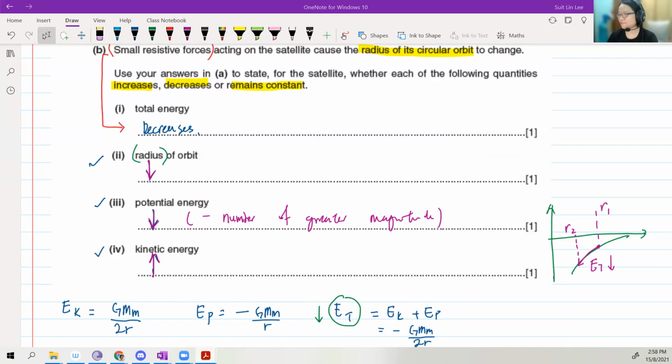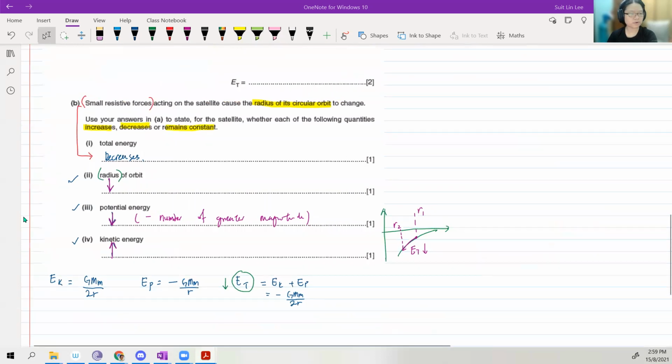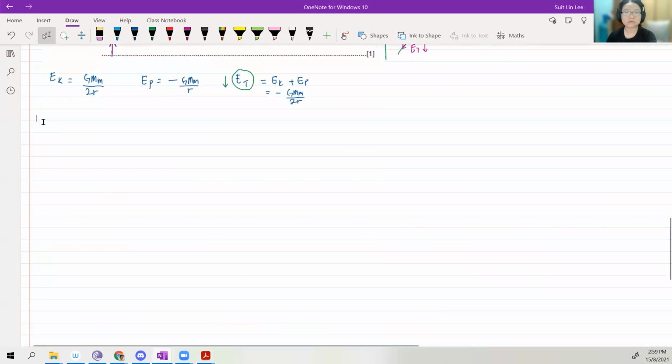Okay. Other formats of questions involving this would be to give you the actual scenario itself and ask you to perform some calculation. So we're going to look at a question from Feb/March 16. Let me screenshot this. Feb/March 16, Paper 4. Page 11, I believe.